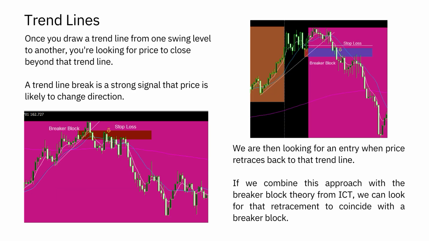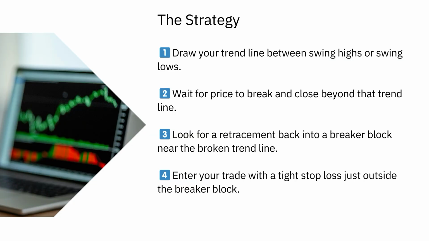Trend lines. Once you draw a trend line from one swing level to another, you're looking for price to close beyond that trend line. A trend line break is a strong signal that price is likely to change direction. We are then looking for an entry when price retraces back to that trend line. If we combine this approach with the breaker block theory from ICT, we can look for that retracement to coincide with a breaker block. Here's the strategy.